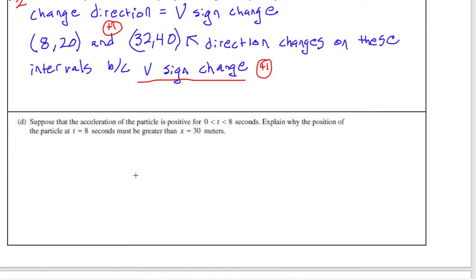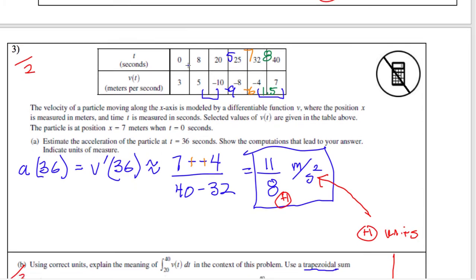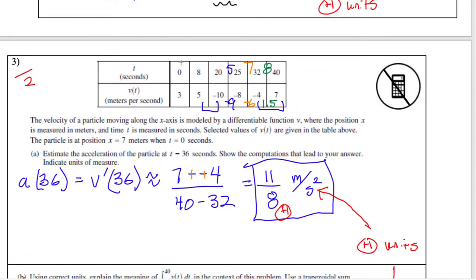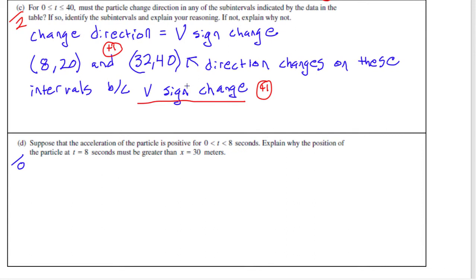We're on 3D. This one is technically out of 0 points, but I want everyone to pay attention. Yep, this one was hard. So we're supposing that the acceleration of the particle is positive. So we have information that we didn't have before between 0 and 8, right? So we're just talking right now about this interval on 0, 8. We know that between 0 and 8 we have a positive acceleration. If we have a positive acceleration, that means what about v prime?